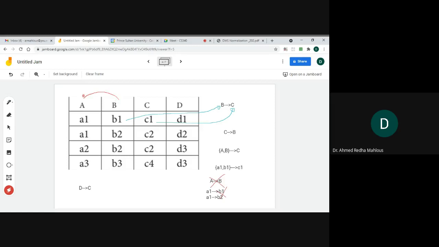BA. What about BA? B gives two values, so no. That means this one cannot be considered. Okay, BA. B1 gives me A1. Do we have another B1? No. That means I don't have any problem. B2 gives me A1, and another B2 gives me another, different value, A2. A1 is different from A2. Like we did here, A1 gave B1, A1 gave B2. Here B2 gives me A1 and B2 gives me A2, which is different.